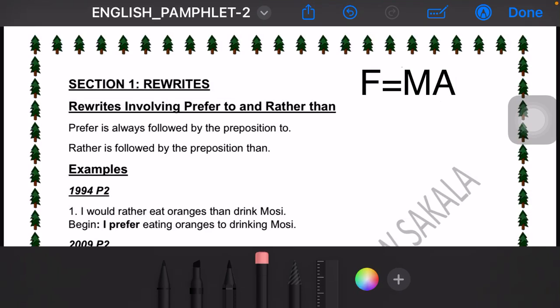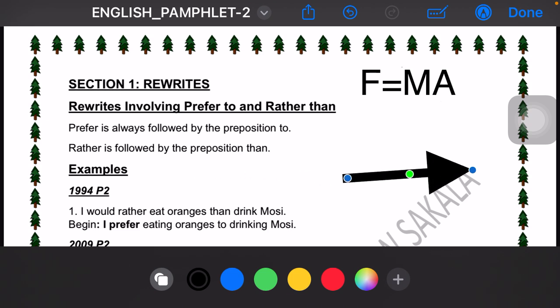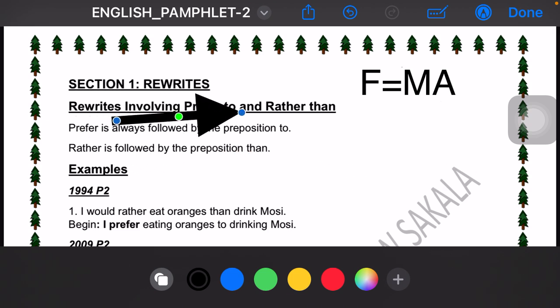And today in this video we're going to look at English paper 2 rewrites. The type of rewrite we're going to look at is the one which involves prefer to and rather than. Prefer to and rather than.